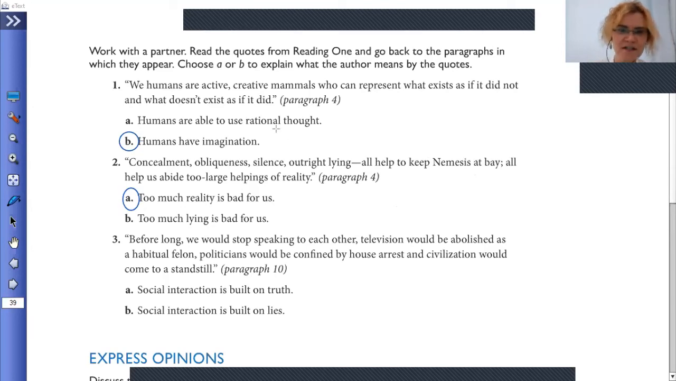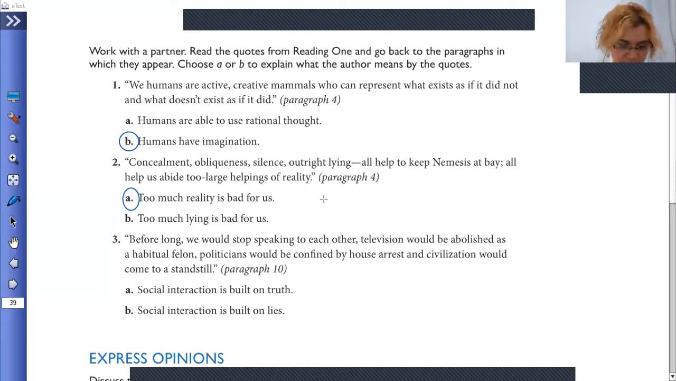Oh, by the way, a synonym of obliqueness could be ambiguity, being in the dark, keeping it in the dark. That's another word that we could use. Now, it says that all that will help us. So what he's basically saying is that too much reality is bad for us. He thinks this is important because it keeps us a little bit safe. Yeah, that's why it is A.